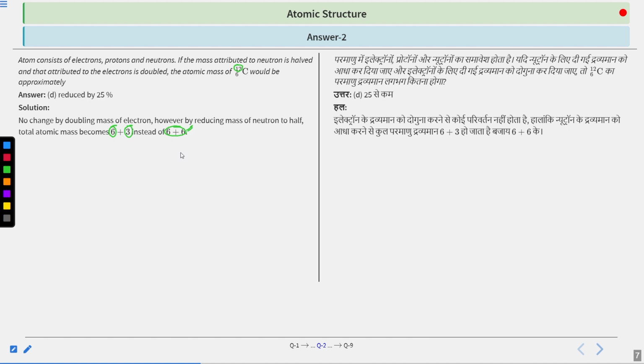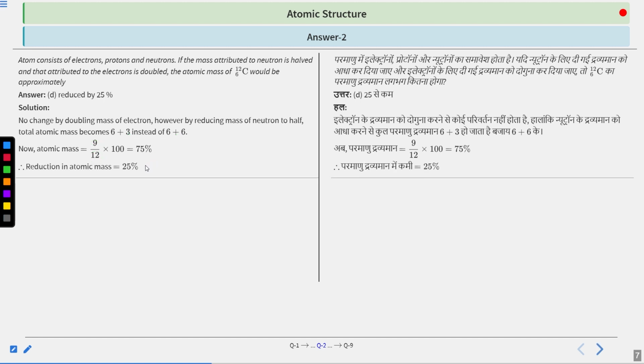Now we will calculate the relation between them. So we take the percentage, right? This is 9, the final value, and this is the initial value, 12, so 9 by 12, multiplied by 100, which gives us 75%. So the mass that we have obtained is 75% of the initial value. That means 25% is the mass that has been reduced. Therefore, the mass of the carbon-12 atom has been reduced by 25%. So this is your answer.